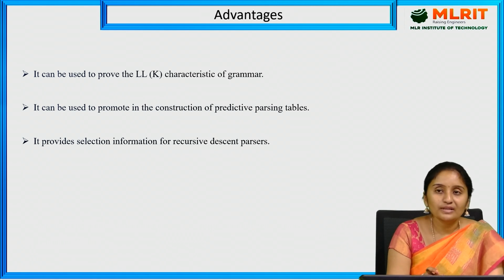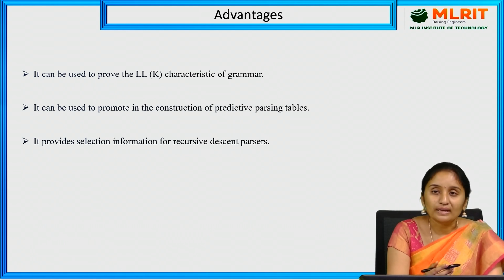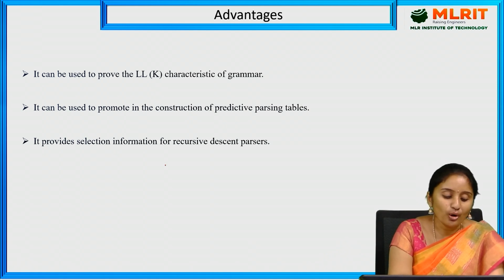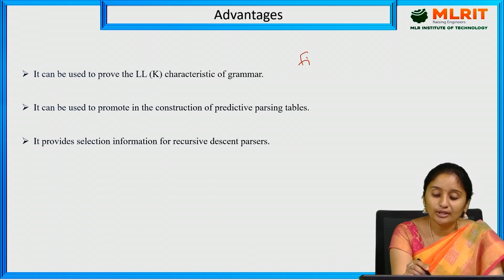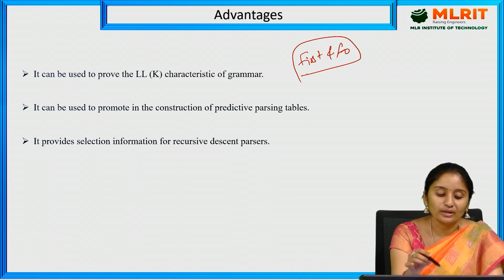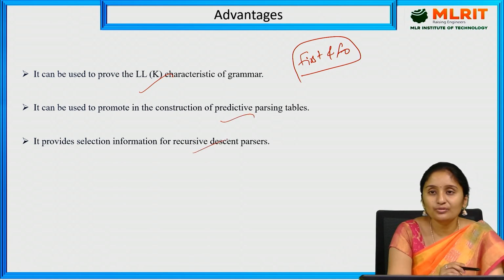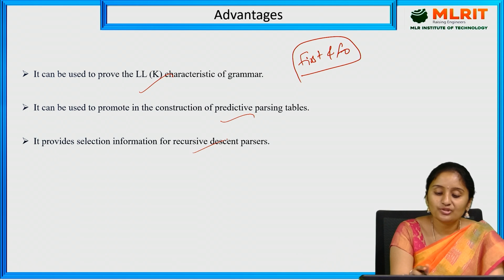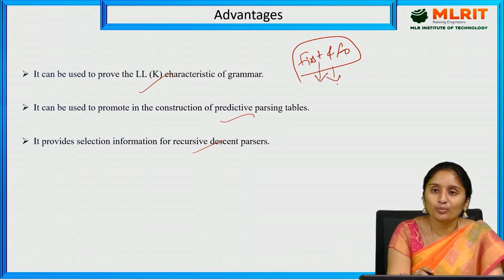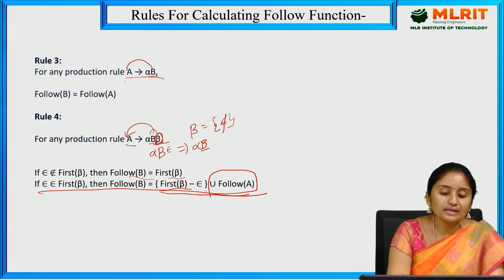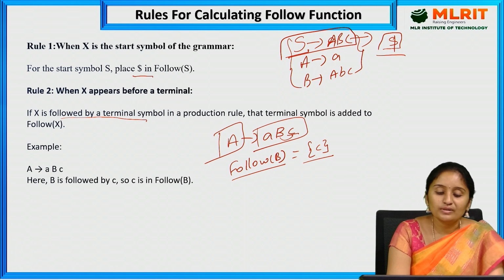So what are the advantages of this? To construct the LL1 parsing table or to build a recursive descent parser, we need to know first and follow. Based on these two functions only, we can calculate the LL1 predictive parsing table and the recursive descent parser. These are the advantages of the first and follow functions, which are used in top-down parsing. So these are some important points of first and follow function.